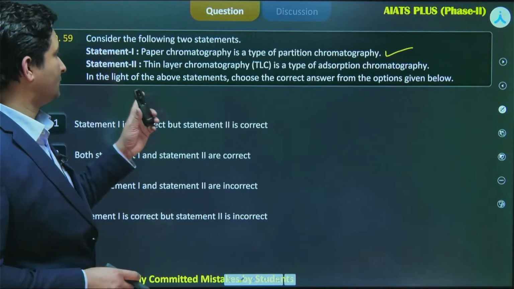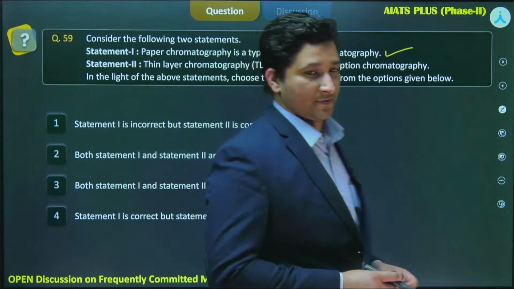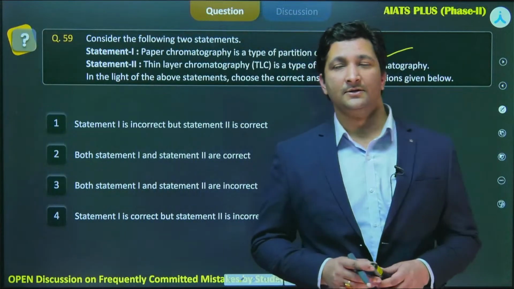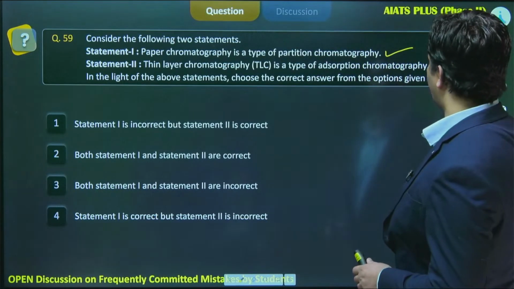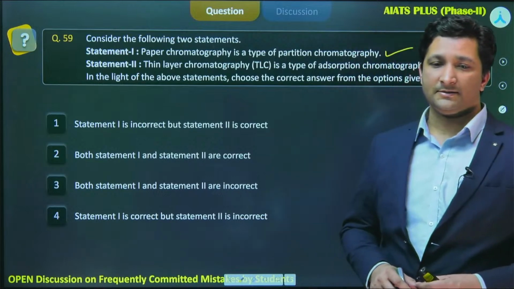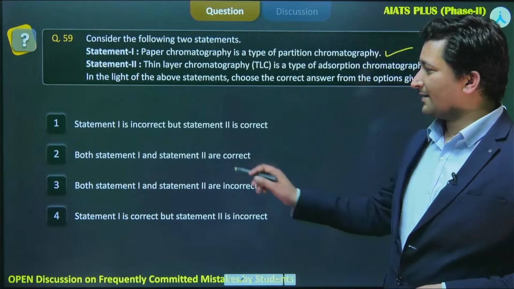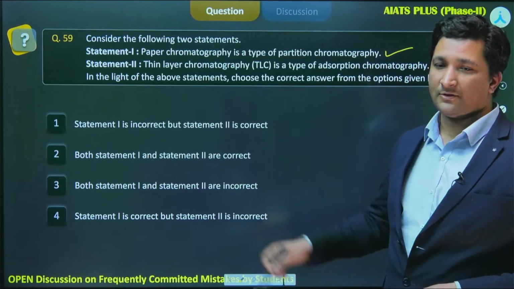Now let's talk about thin layer chromatography being a type of adsorption chromatography. This is also correct. Differential adsorption is there in adsorption chromatography. So thin layer is correct. Yes, both statement 1 and statement 2 are correct here.